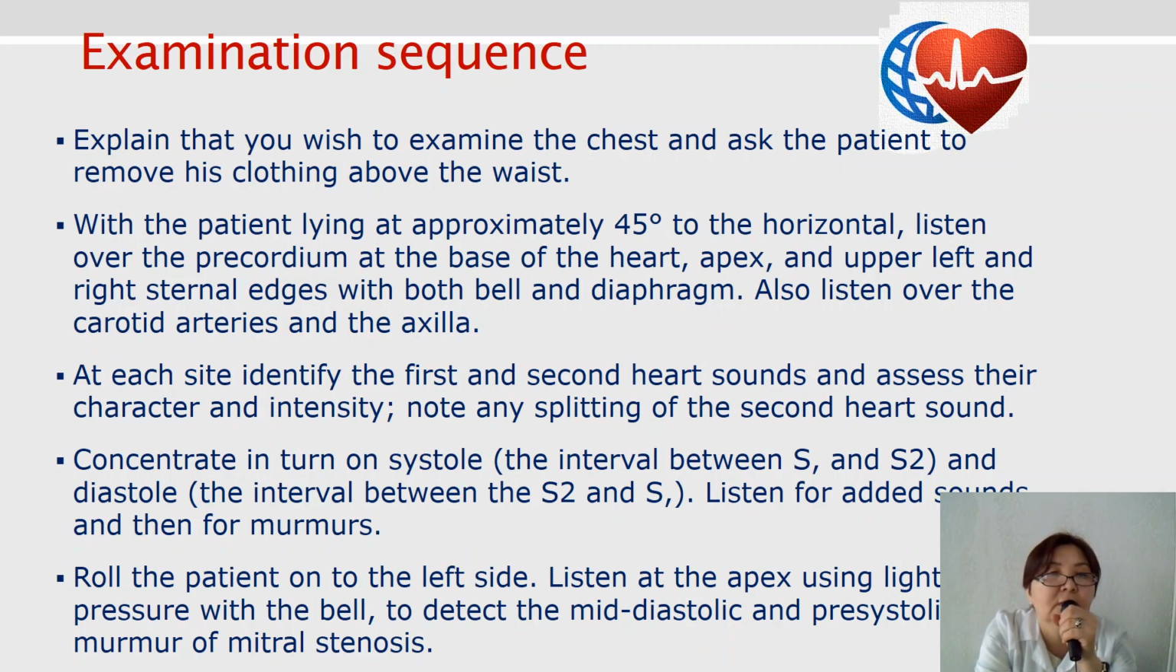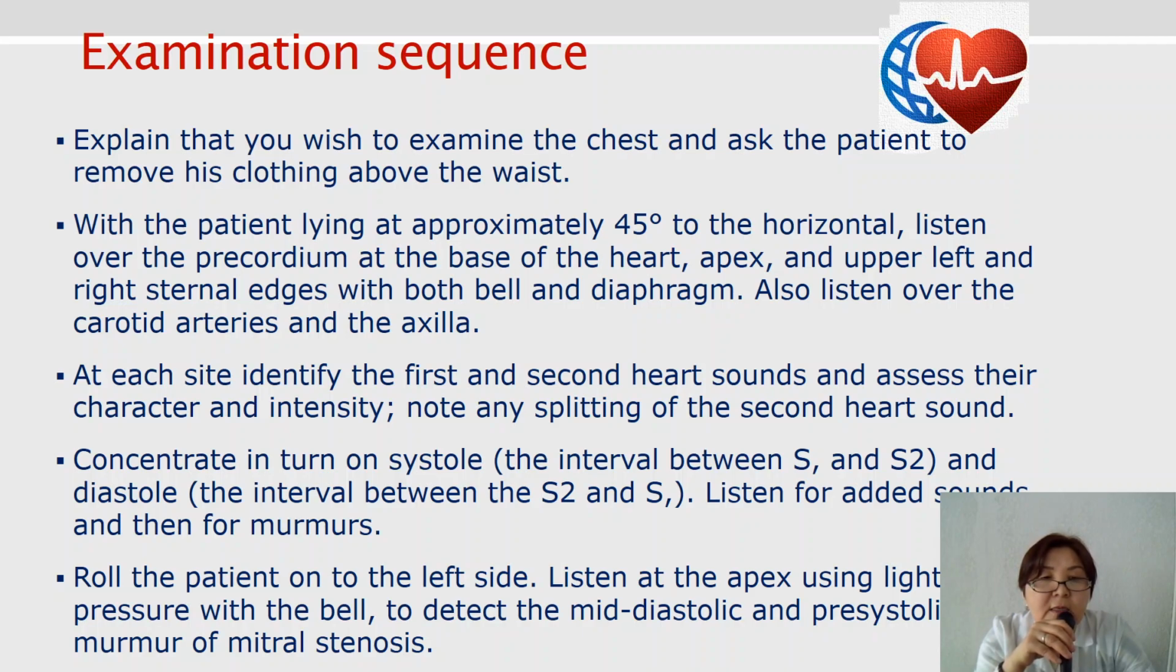Examination sequence. Explain to the patient that you wish to examine the chest and ask the patient to remove his clothing above the waist. With the patient lying at approximately 45 degrees to the horizontal, listen over the precordium at the base of the heart, apex, and upper left and right sternal edges with both bell and diaphragm. Also listen over the carotid arteries and the axilla.